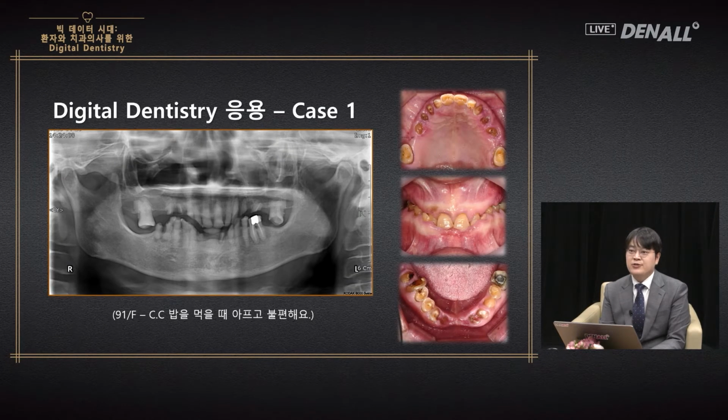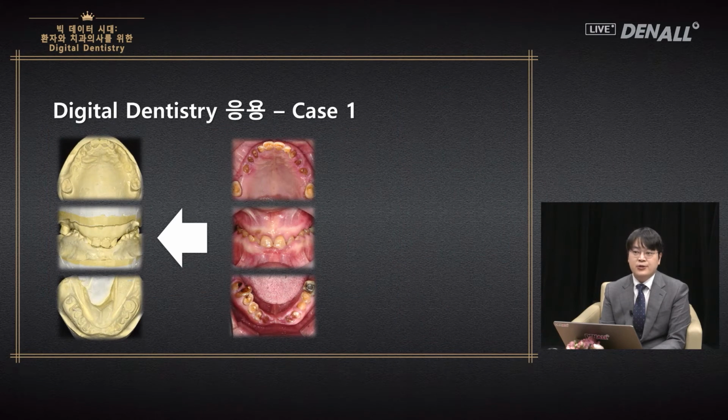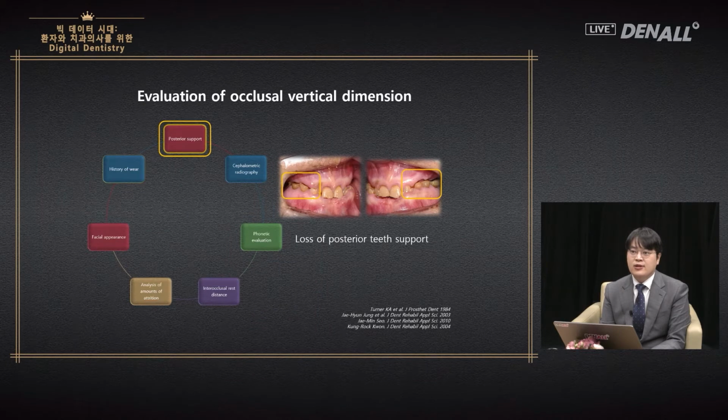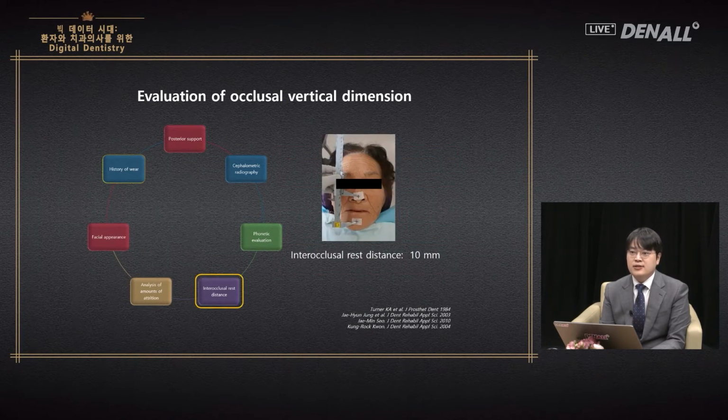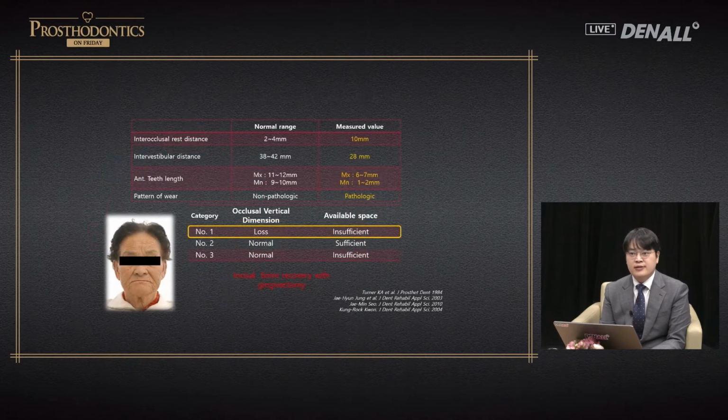The first case is a 91-year-old female. The chief complaint is discomfort and pain during chewing. A conventional analysis was done to establish a treatment plan. In a standard way, the patient's VD was evaluated. The face was analyzed, along with model analysis and measurement analysis. In the teeth analysis, the patient is Turner Category 1. She needs 6 millimeters of VD extension in the anterior with gingivectomy.